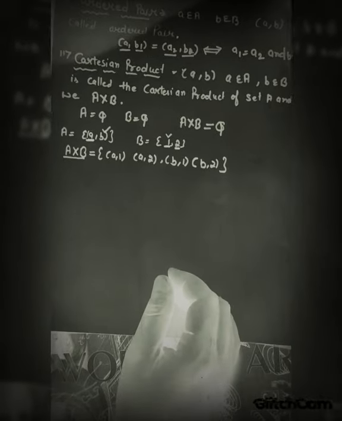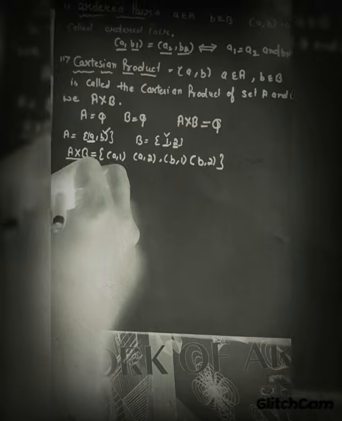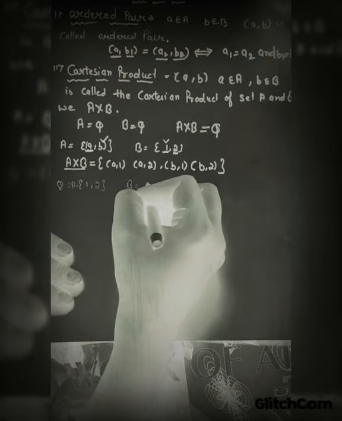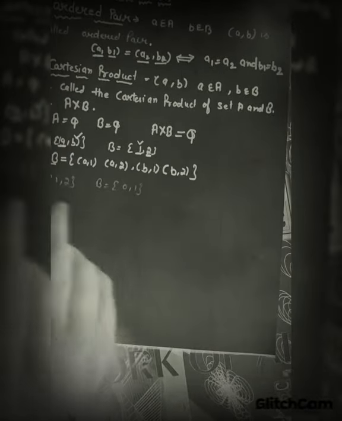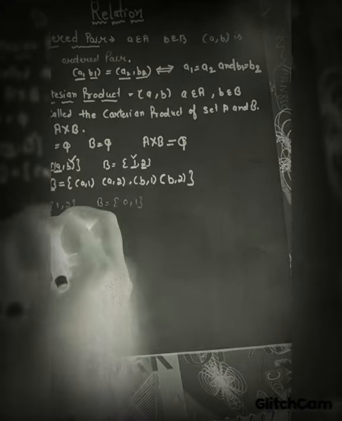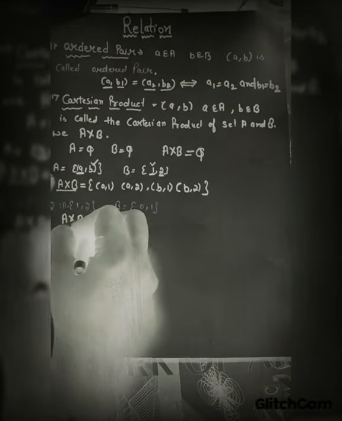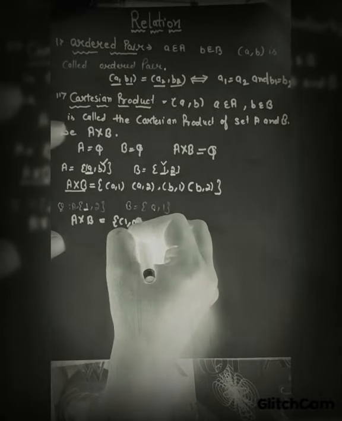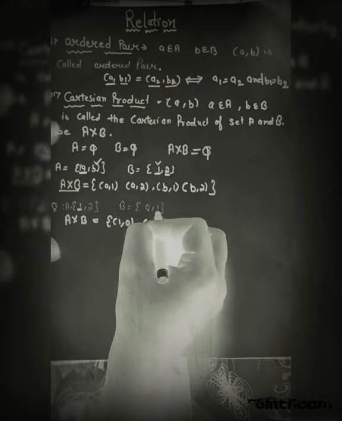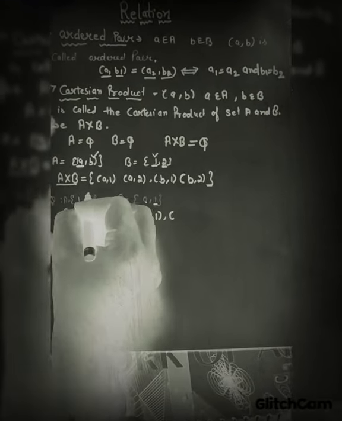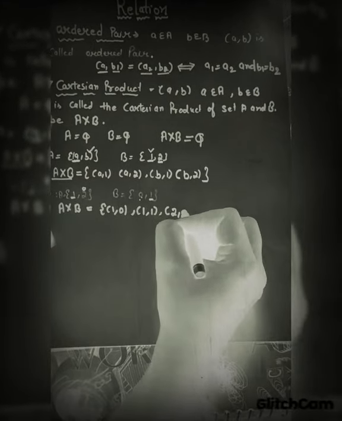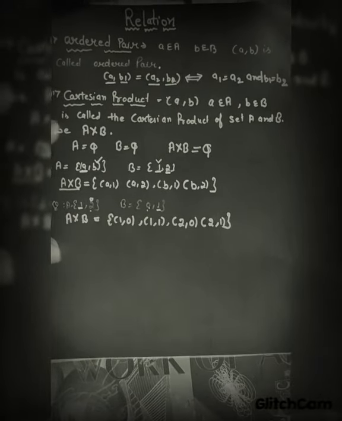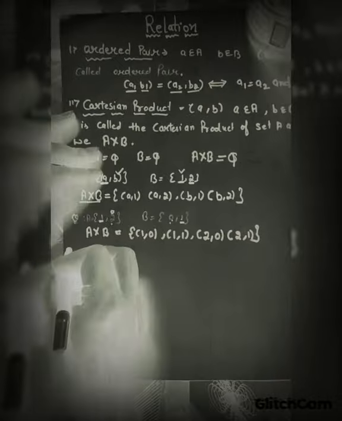You can take another example. If A is equal to {1, 2} and set B is equal to {0, 1}, then A cross B is equal to the first element of set A, 1, and the first element of set B, 0, that is (1, 0). Next, the first element of set A and the second element of set B. Next, taking the second element of set A, that is 2, and the first element of set B. Next, the second element of set A and the second element of set B. And this is the Cartesian product, that is A cross B.